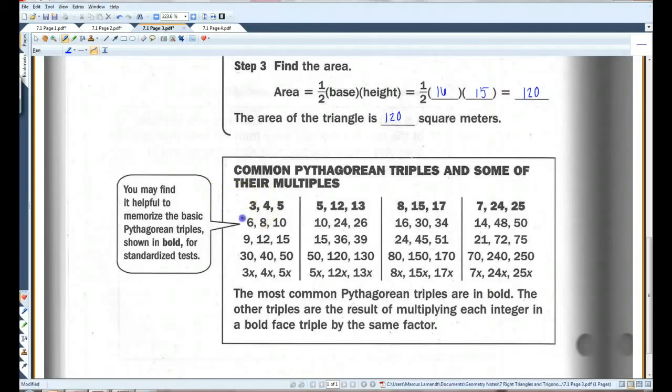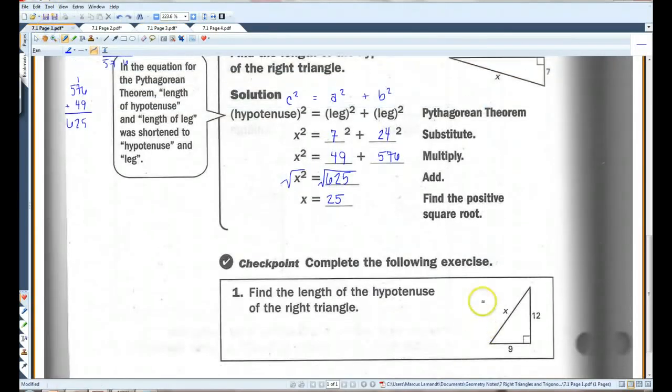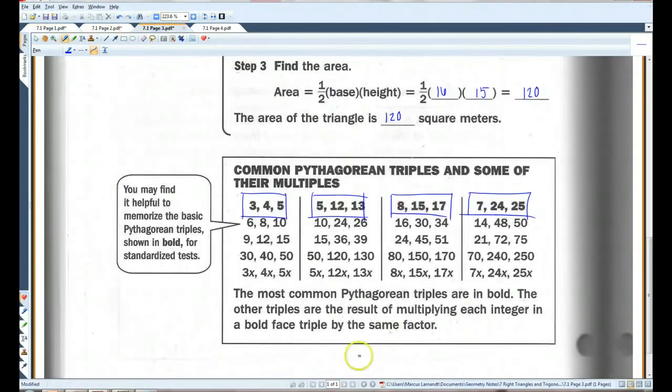Okay, these are Pythagorean triples. I highly recommend that you memorize these. Okay? If you memorize these 4 triples, it will make your life so much easier when you're dealing with the Pythagorean theorem, any type of right triangle. Okay? This is actually the one that we did in the example on page 1. I'll go back real quick. See? 7, 24, 25. Okay?